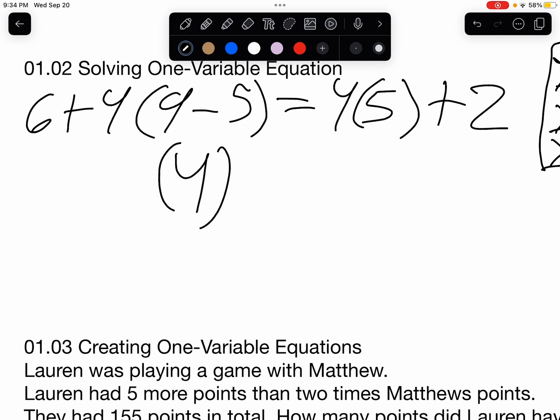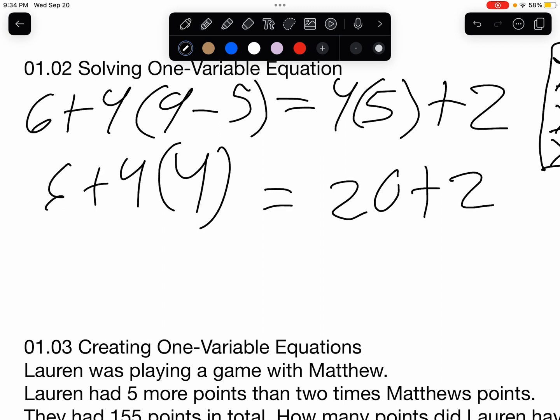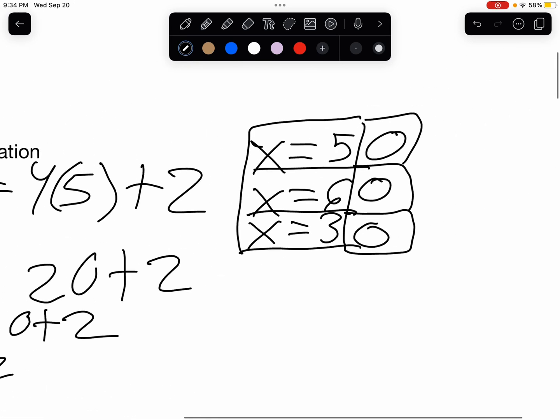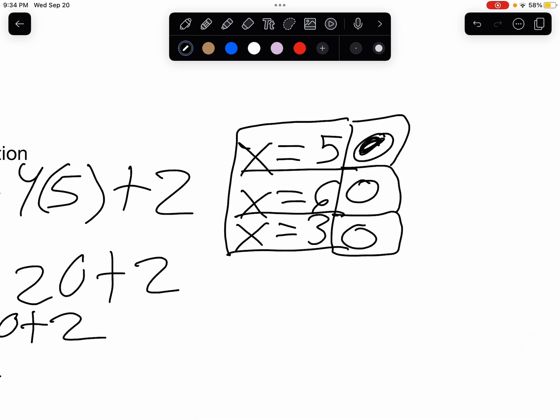And 4 times 5 is 20. Then you bring everything else down. 4 times 4 is 16. Sixteen plus 6 is 22. And 20 plus 2 is 22. So you know that x is 5 because it is equal.